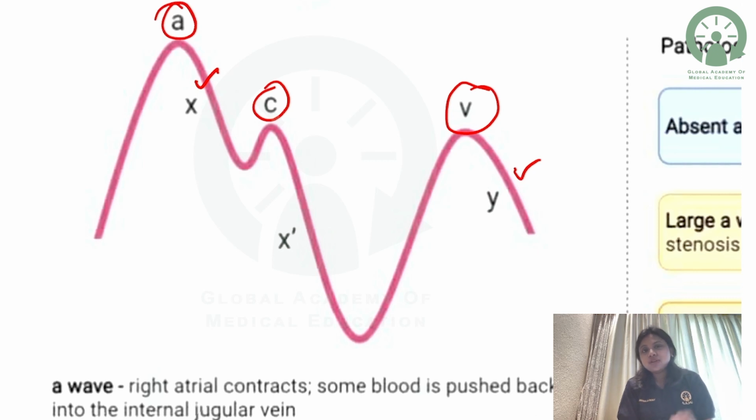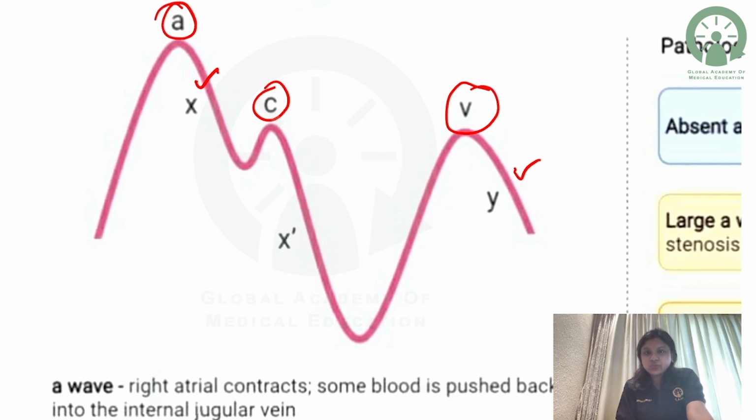So we need to know which waveform corresponds to what event in the cardiac cycle, right? First is the A waveform. A waveform is because of contraction of the right atrium. So whenever the atria contracts, some blood is pushed into the internal jugular vein, and that results in a positive deflection, and that is why we get A waveform. So remember A for A. It is the contraction of the right atrium that produces the A wave in jugular venous pressure waveform.